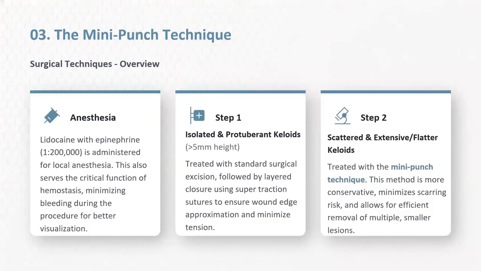Here is our step-by-step look at the mini-punch technique. We use a 2 mm trephine to punch holes down to the fat layer. Then we go back in at an angle to release the subcutaneous tissues, creating a honeycomb pattern. A critical point is to keep the holes at least 2 mm apart to avoid tissue death.